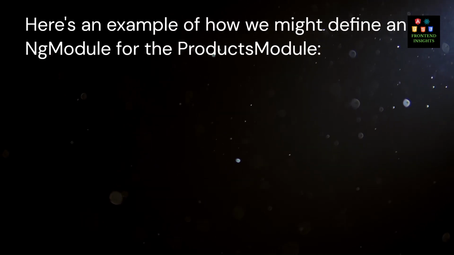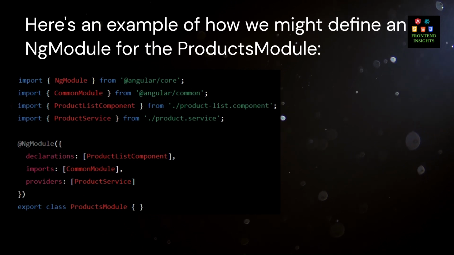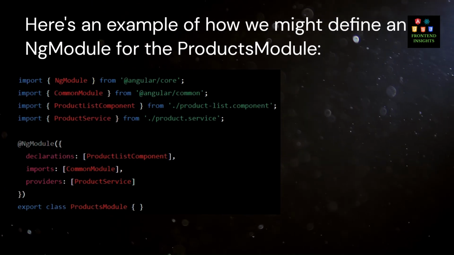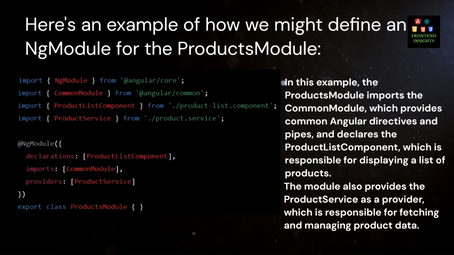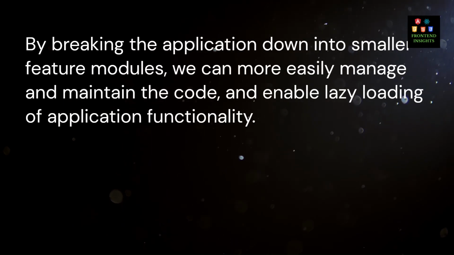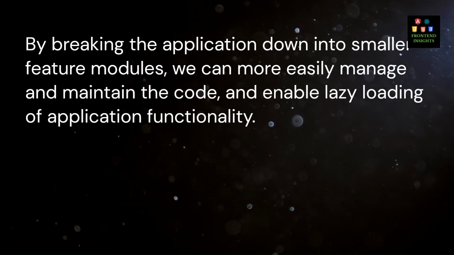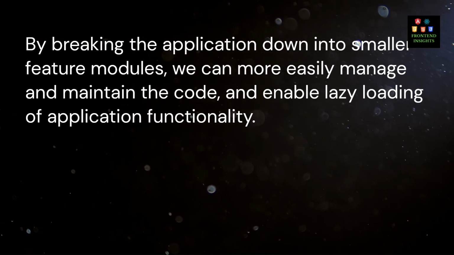Here is an example of how we might define an NgModule for the products module. In this example, the products module imports the common module, which provides common Angular directives and pipes, and declares the product list component, which is responsible for displaying a list of products. The module also provides the product service as a provider, which is responsible for fetching and managing product data. By breaking the application down into smaller feature modules, we can more easily manage and maintain the code and enable lazy loading of application functionality.